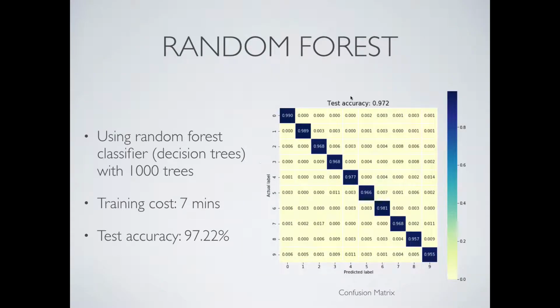And here's the confusion matrix. We can see the test accuracy goes up to 97.2%. There are still some numbers that are not as good as we want. We can see number 9 will be classified as number 7 or number 4, and number 8 will be classified as number 5, number 3, and 2.